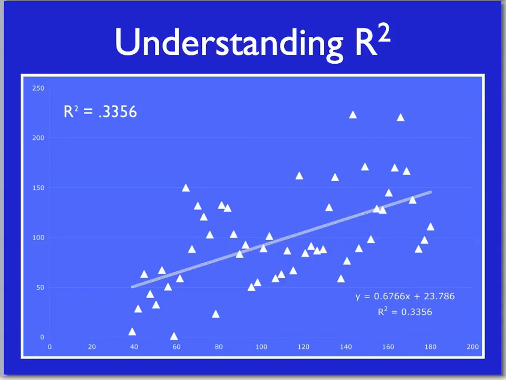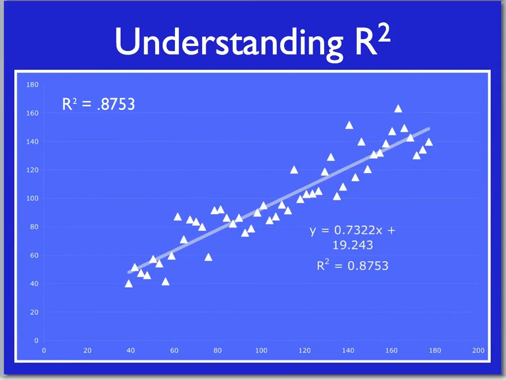So let's make sure we understand R squared, the notion of how good the fit in a linear regression is, by looking at a couple of examples. Here's the line. We said, hey computer, get me a line that fits these data points. That's the line it came up with. That line has the formula y equals 0.68x plus 23.8. But it doesn't come very close to fitting all of these data points. And you see that R squared is a lot less than 1. It's about a third.